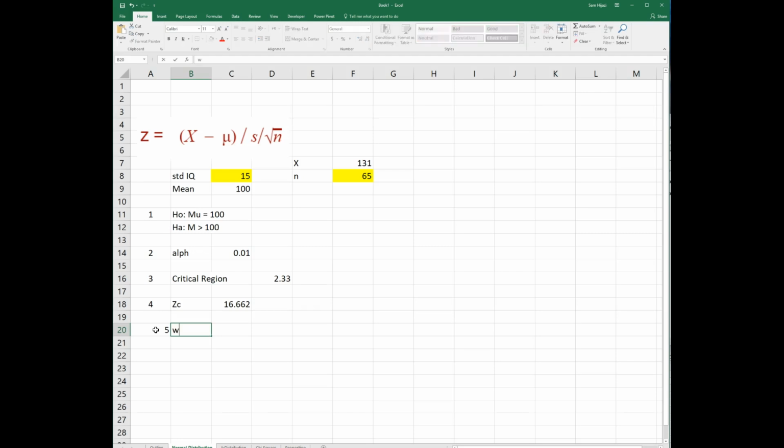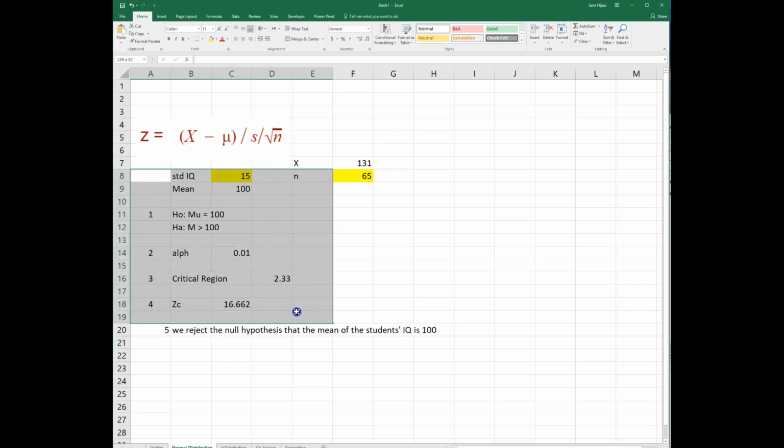So we could say here we reject the null hypothesis that the mean of the students' IQs, his students, of course, because that comes from his claim, is 100. That's basically it. So I want you to be able to do all this manually.